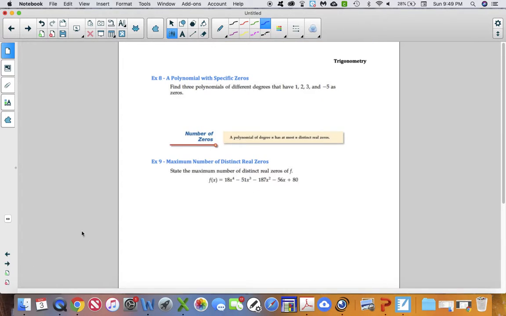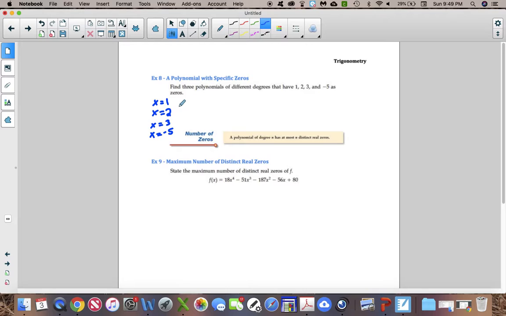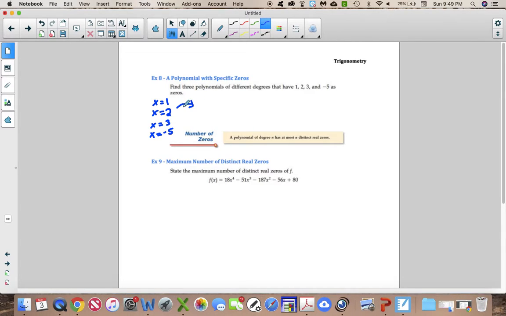So, all right, next. I'm going to come here to example 8, and it says, find 3 polynomials of different degrees that have 1, 2, 3, and negative 5 as zeros, okay? So what this means is that, well, I'm just going to worry about finding the first polynomial that has those as my zeros, okay? And then we'll talk about 3 others. So what this means is that x equals 1, x equals 2, x equals 3, and x equals negative 5. Okay, that's really what that means. And then if we go backwards, this is kind of like reverse FOIL, I guess, or reverse factoring. This is foiling, basically. Reverse factoring.